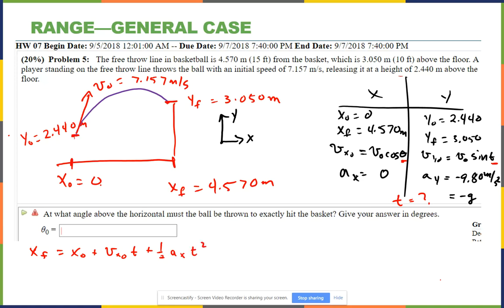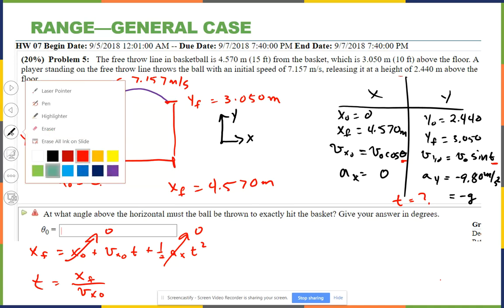There's my x equation. First thing I do when I solve these is I set zeros to 0. So I put an arrow through my x0 to 0, an arrow through my ax to 0. Now I have a simple equation. X final is equal to Vx initial t. So if I solve that for time, now you might say, why did you solve for time, sir? There are two unknowns. The one I cared about was theta, so I solved for the other one. So I'm going to substitute that into the second equation to eliminate the variable I don't care about, time. So now that I have my x direction done, I turn to the y direction.